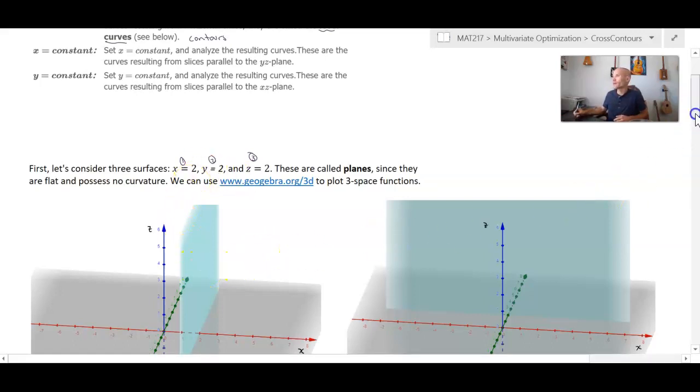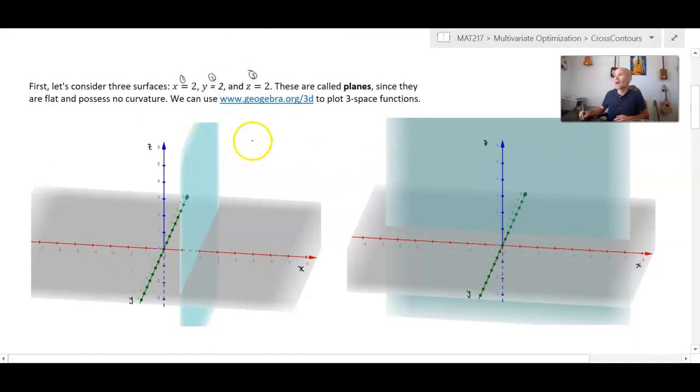This first surface right here is a graph of x equals 2. Well, first of all, we have the x-axis, we have the y-axis, the green one, and the blue axis, which is the z-axis. These are generated in geogebra.org/3D. I'll pull that up in a second to demonstrate this better.